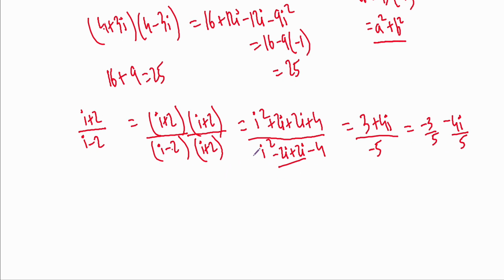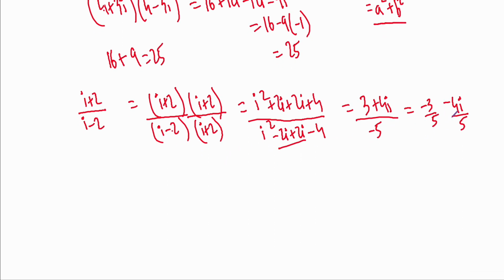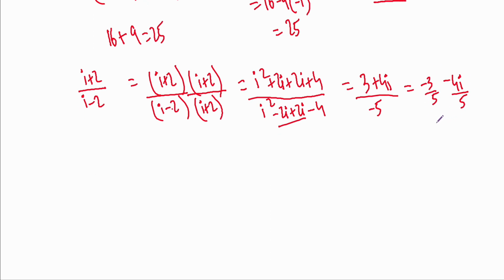So multiplying by the conjugate actually ended up giving you what you needed. So this is our actual final answer. So i plus 2 divided by i minus 2 gives you -3 over 5 minus 4i over 5. Now this has some interesting properties, but for that we need Argand diagrams and all of that, and that's a separate thing. So now, what I really want to look at is this.